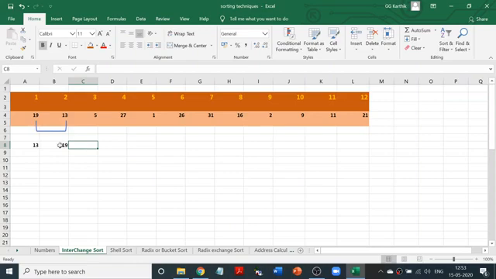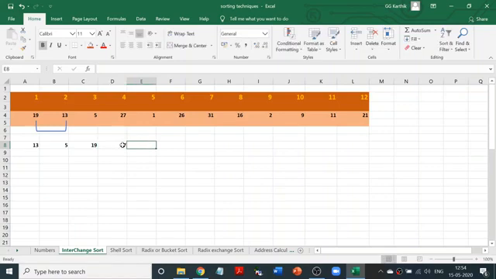Next we compare position number 2 and position number 3. Position 2 has 19 and position 3 has 5, so we compare 19 and 5. 5 is the smaller number, so 5 and then comes 19. Then position 3 and 4: position 3 is 19, position 4 is 27. 19 and 27, 19 is smaller, 27 is bigger.